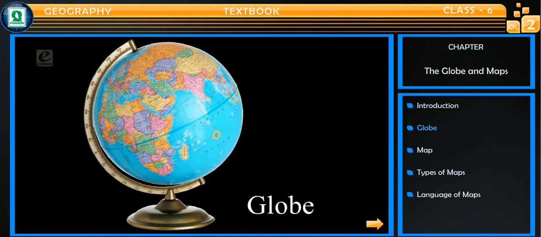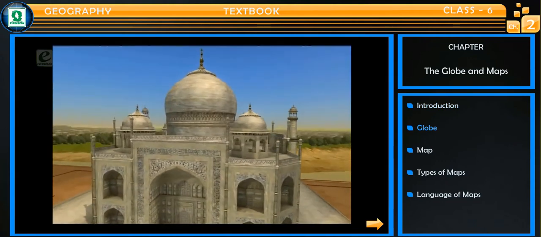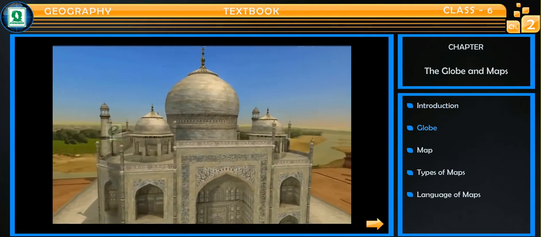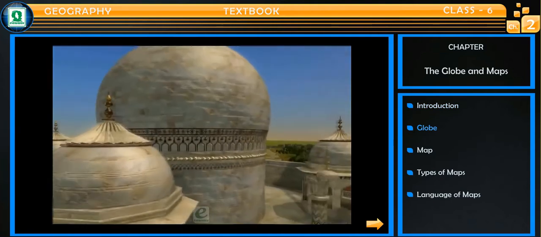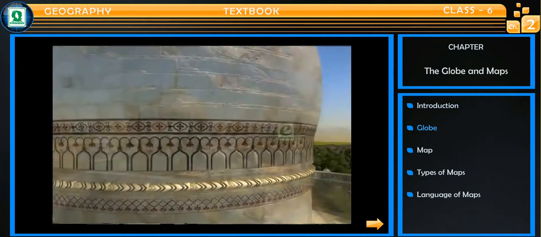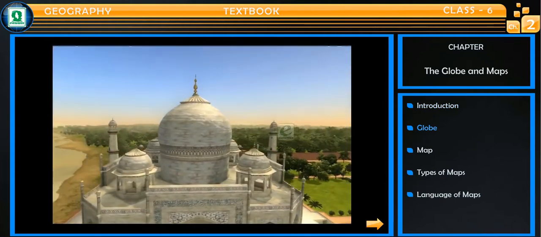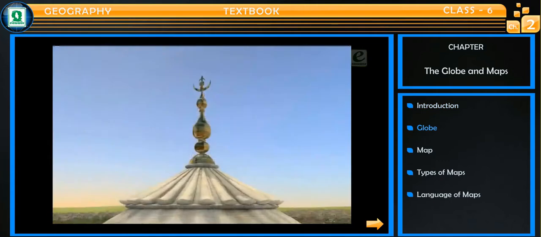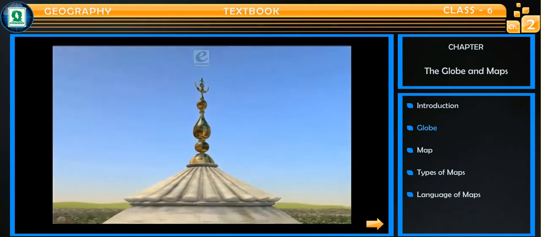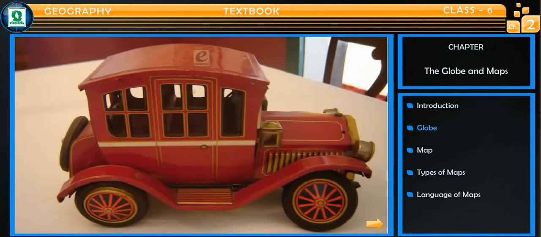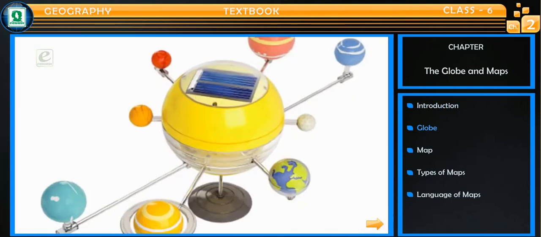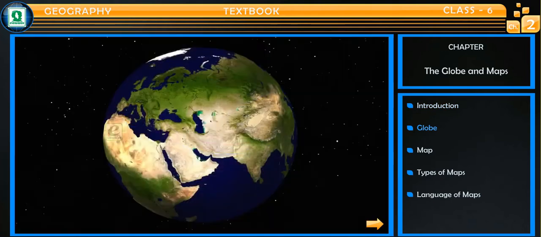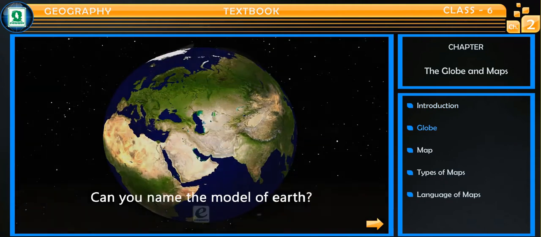Globe. Can you identify this historical monument? Right. This is a model of Taj Mahal, which is one of the 7 wonders of the world situated in Agra. We use models to visualize things so as to understand their basic structure and features, like a model of a car, aeroplane, train, ship, or our solar system, etc. Similarly, we need a model to study our planet Earth. Can you name the model of Earth?